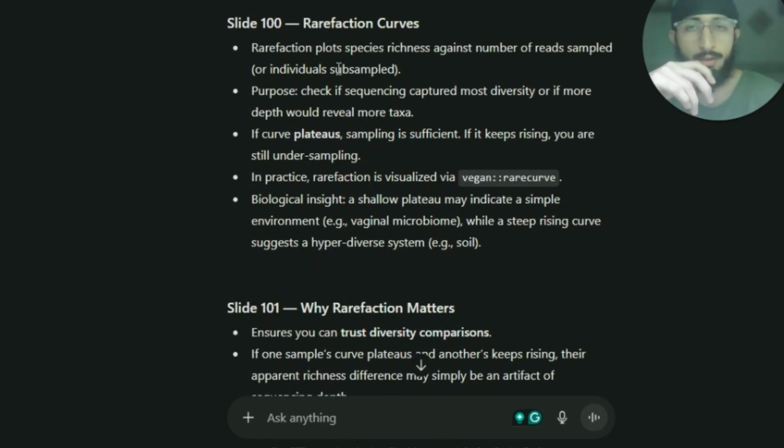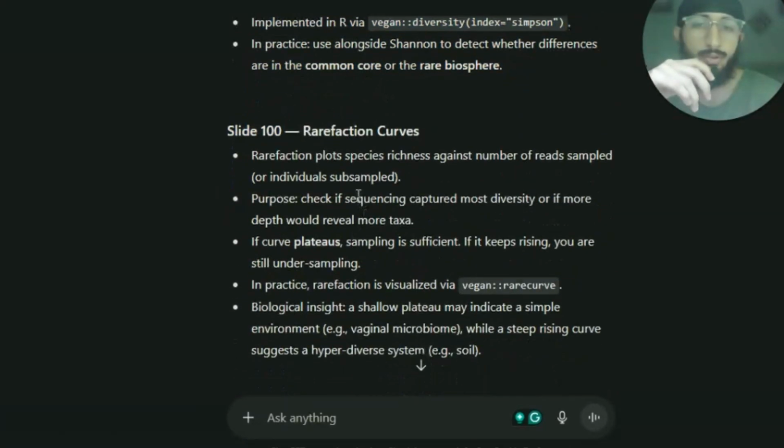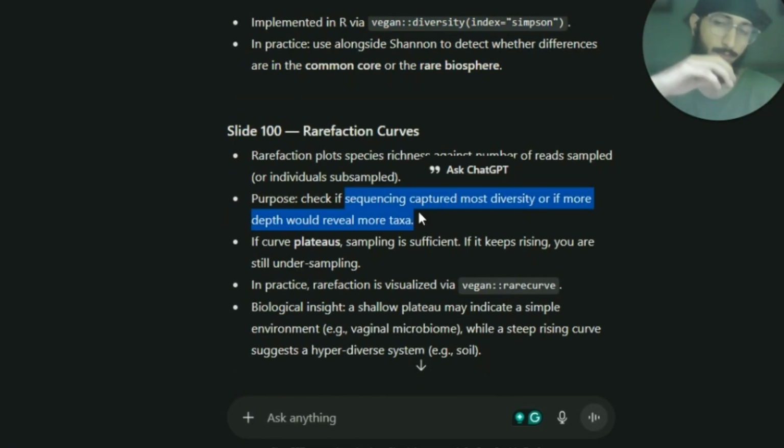Now rarefaction curves, another important concept. Rarefaction plots species richness against the number of reads sampled or individuals subsampled. The purpose of rarefaction curves is to check if sequencing captured most diversity or if more depth would reveal more taxa. If the curve plateaus, the sample is sufficient. If it keeps rising, you are still undersampling.